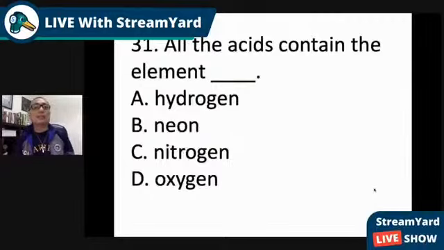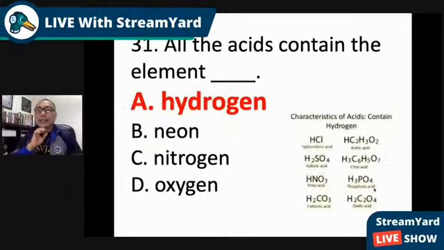31. All the acids contain the element what? This is important. All the acids contain what element? I think I discussed this one yesterday, but I have to move fast now. Forgive me if I have to move fast. We still have 40 more items, and we only have about 30 minutes. Acids contain the element hydrogen.